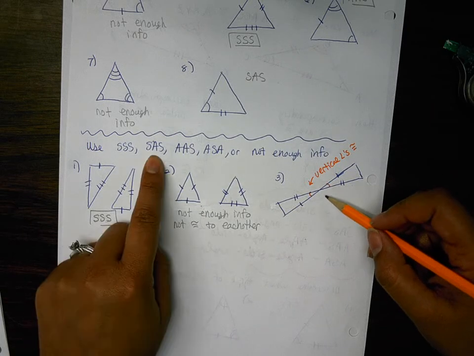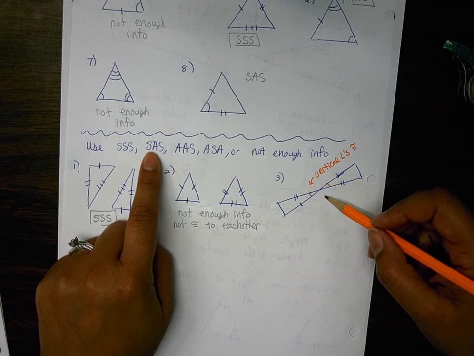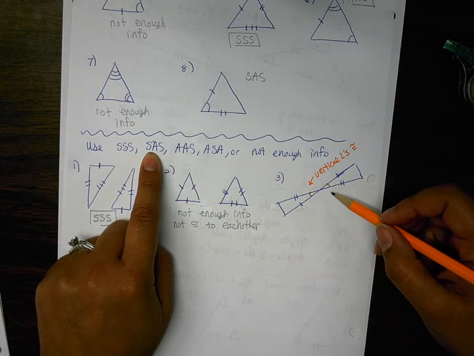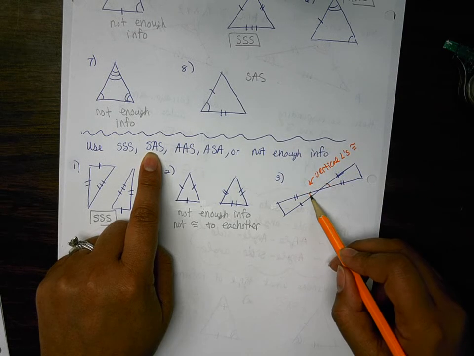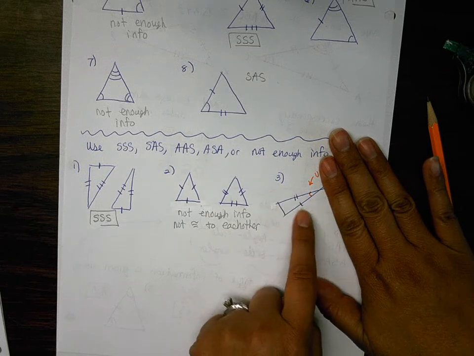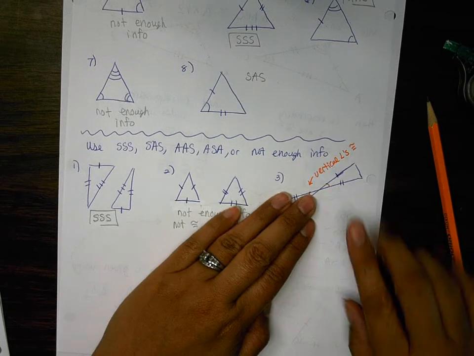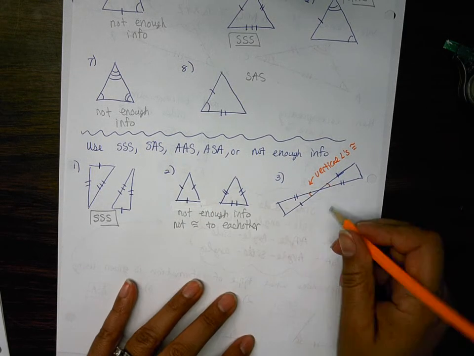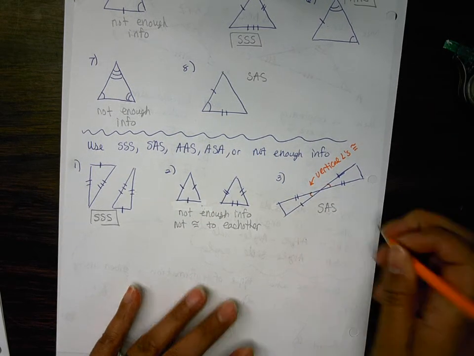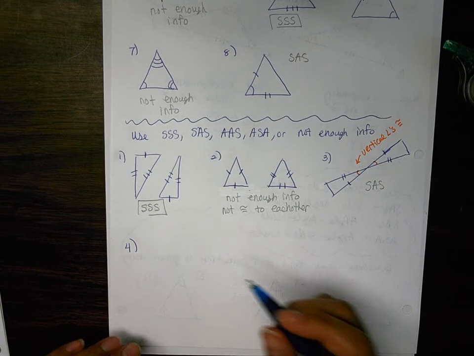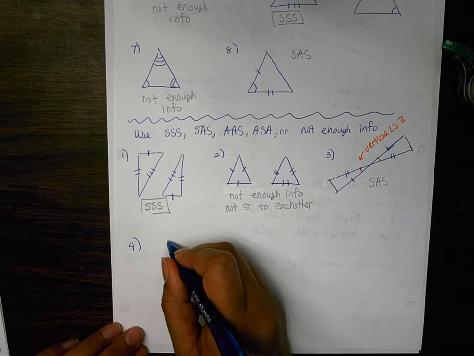Do I have only 1? This one here? In order to use this, the angle has to be what? In the middle, included, sandwiched. Is this angle sandwiched? I'm going to cover this guy. Is that angle sandwiched between those 2 sides? Yes, so what would we say? SAS. Questions? Okay, next one.